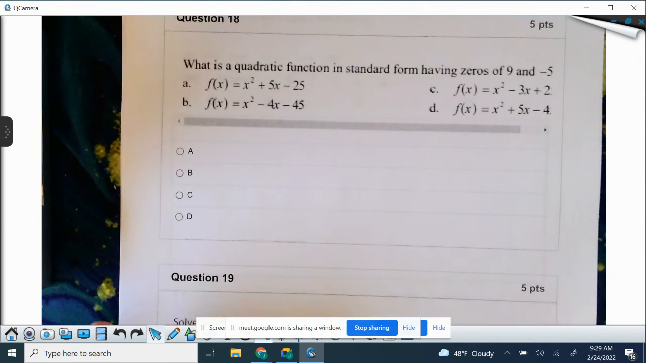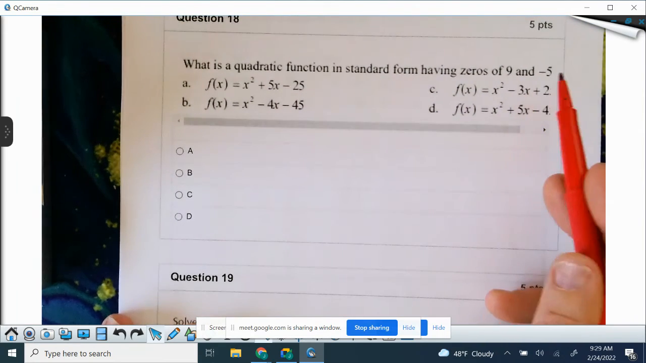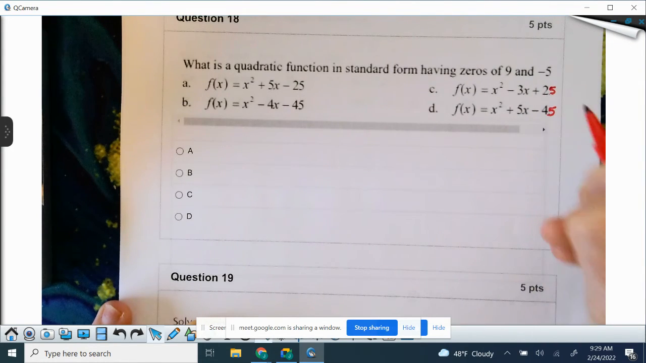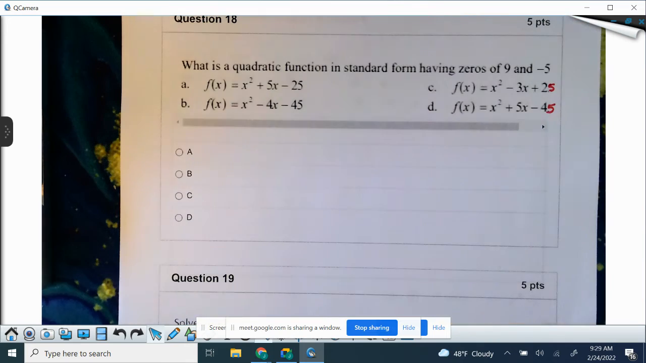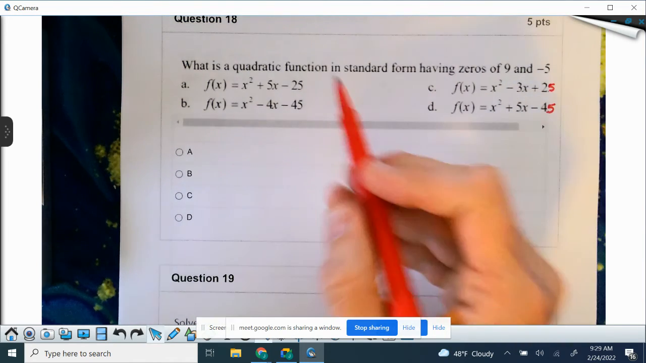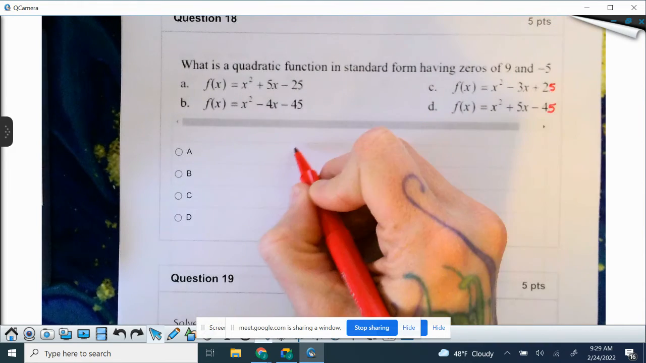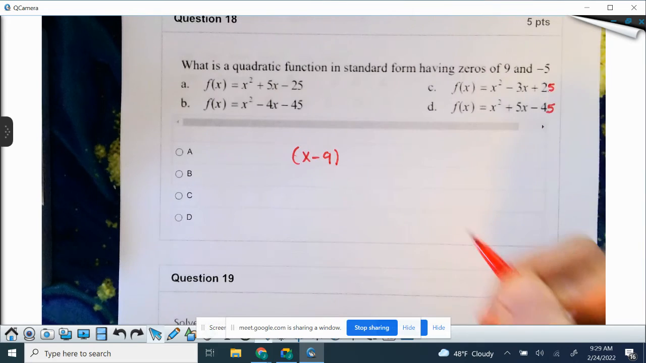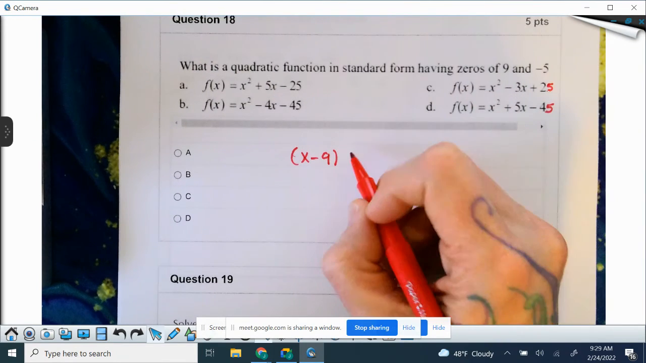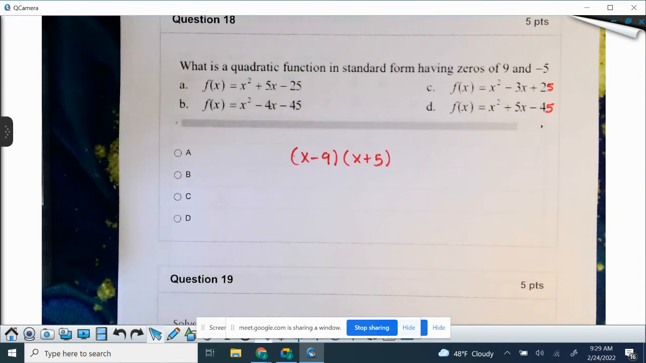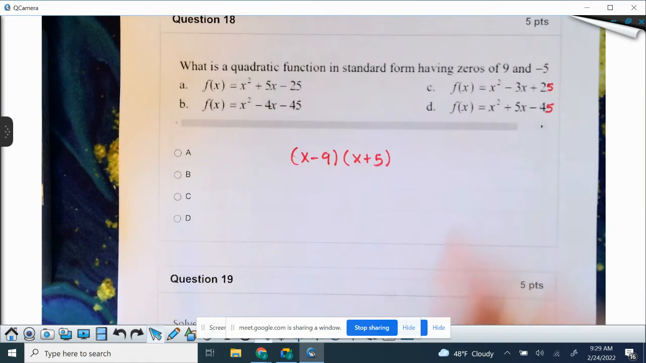Oh, it ran off. 9 and negative 5. Uh-oh. I think this is 25 and this is 45. So quadratic function standard form has zeros of 9 and negative 5. You could either factor all of these, or if your 0 is 9, that means you had x minus 9 as a factor. And if your 0 is negative 5, then your other factor is x plus 5. And you can multiply these together if you understand that these factors give you those zeros.